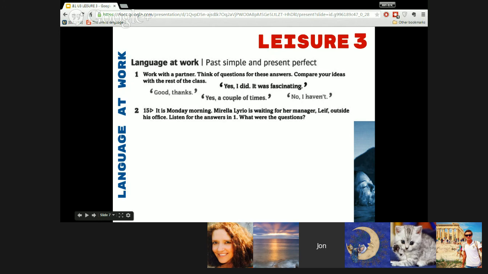All right? So Rebecca, the first expression, the first answer on the left. Good, thanks. If you're in a small talk situation, you're networking, you're socializing, what kind of question do you imagine was being asked to get that response? Well, it could be, for example, how was your trip, or how are you, or how did you get on? How did you get on in the meeting, for example? Okay, this all works. I agree.